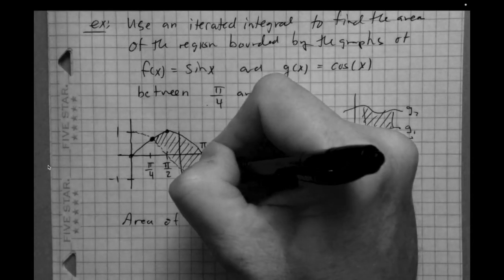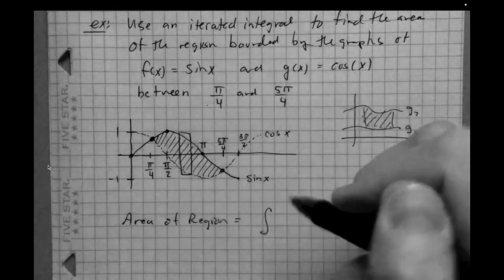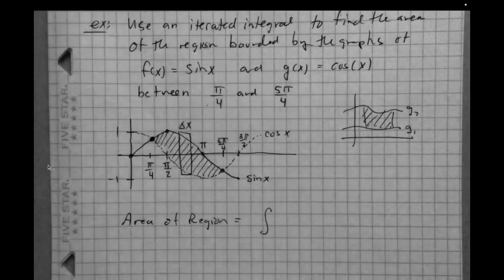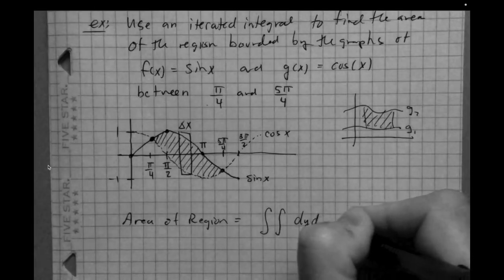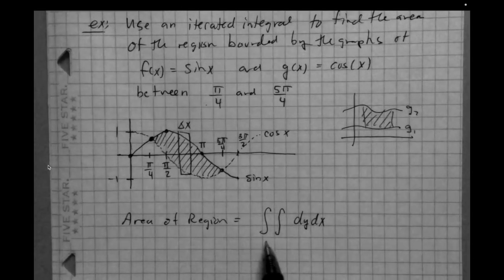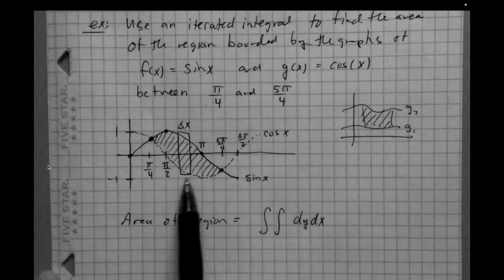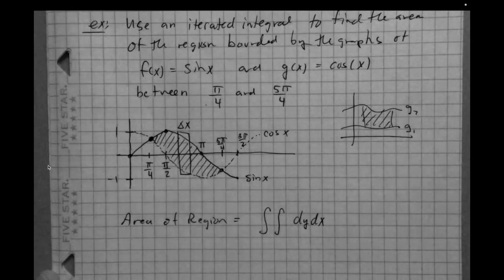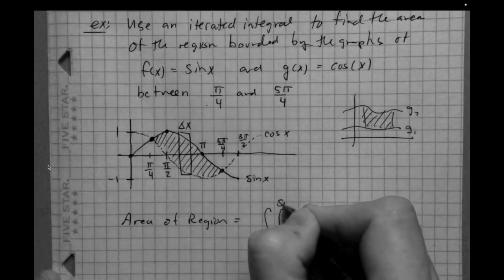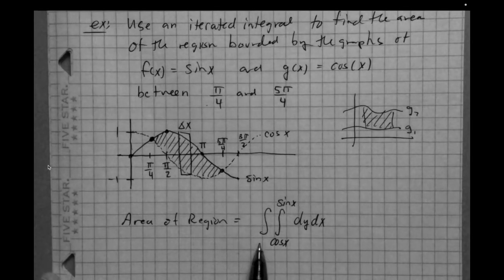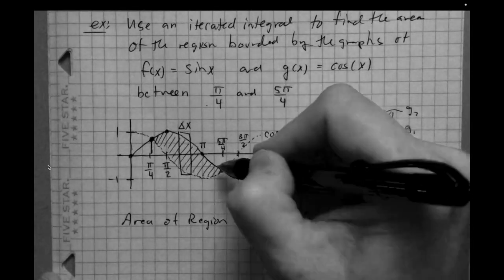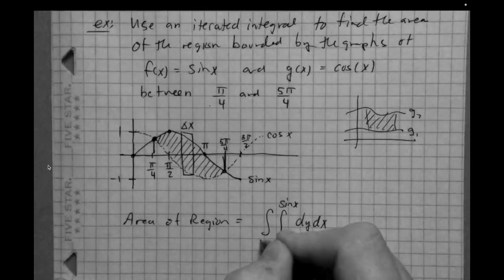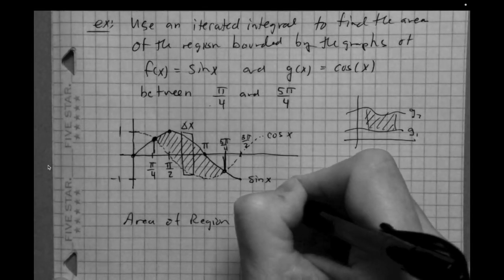I'm going to set it up with my delta x running like that. So that means this is going to be set up as a dy dx problem. So I'm going to have my double integral dy dx. The inner limit is going to go from cosine up to sine, so it'd be cos x and sine x. And then the outer integral is going to go from pi over 4, over here, to 5 pi over 4 over here. So pi over 4 to 5 pi over 4.